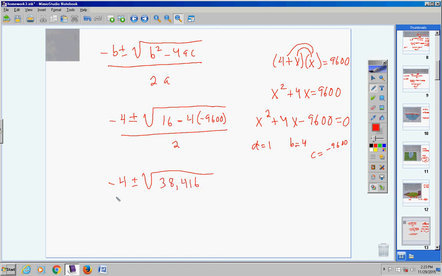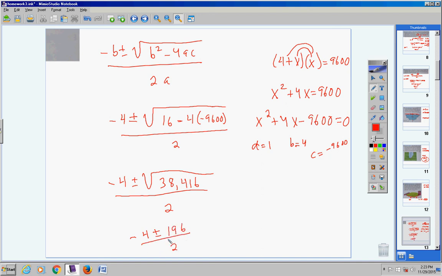Now here's how I got that. Negative 4 times negative 9,600 is going to give you 38,400. Okay? So a negative times a negative is positive. Positive 38,400 plus 16 gives you 38,416. Now, believe it or not, this number right here is a perfect square. So when you take the square root of 38,416, you're going to get exactly 196.